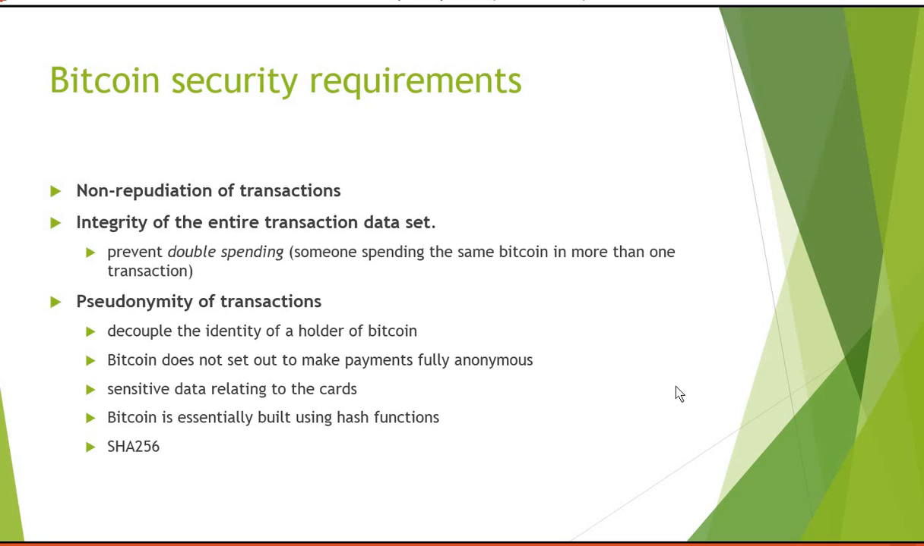Second one is integrity of the entire transaction data set. Whatever Bitcoin amount we are transferring, we have to make sure it's not corrupted in between. For example, if you are transferring 100 Bitcoin, then later somebody should not corrupt it to become 50 or 5.